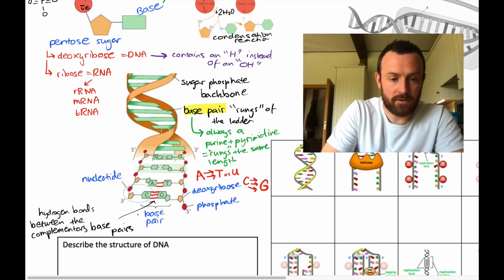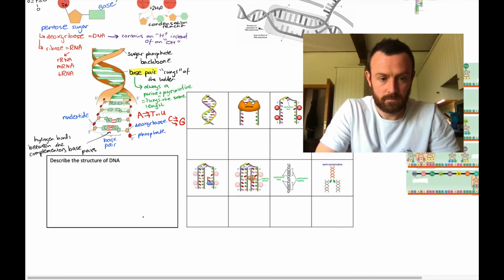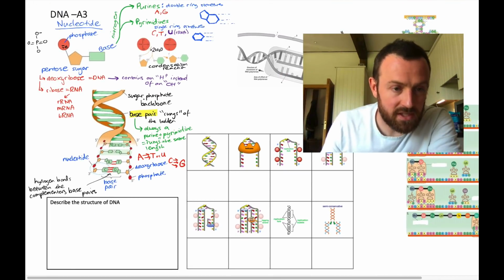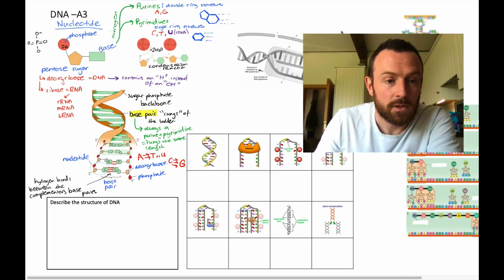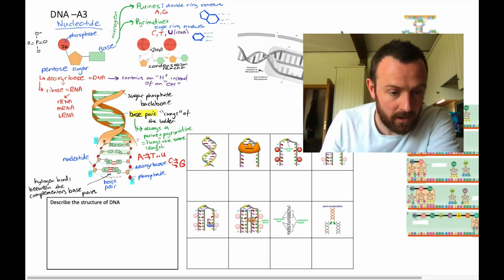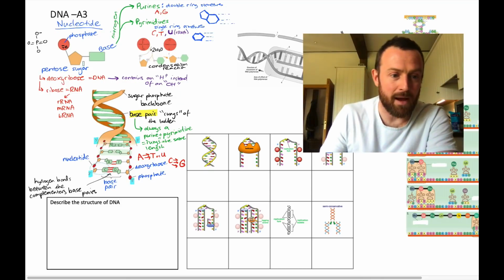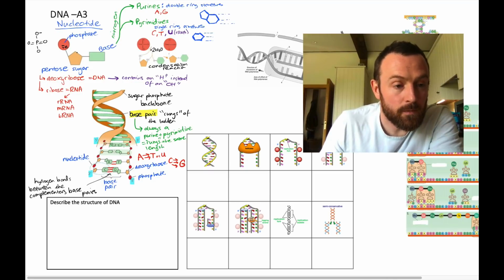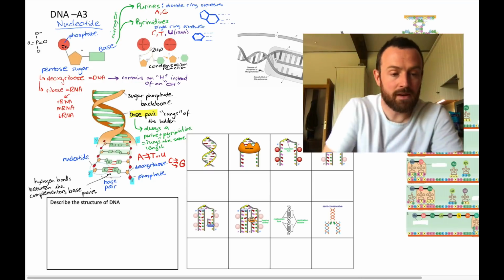Now, one other thing, if I zoom out a little, that's important: you might have noticed these numbers here, 5, 3, 5, and 3. What on earth are they about? Well, they actually refer to this pentose sugar here. The pentose sugar, you don't need to know much about its structure.